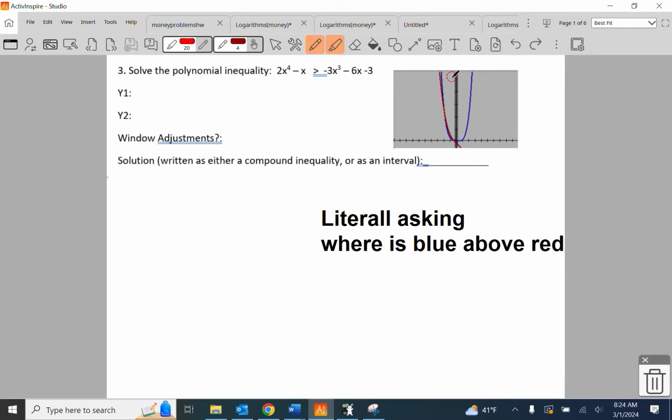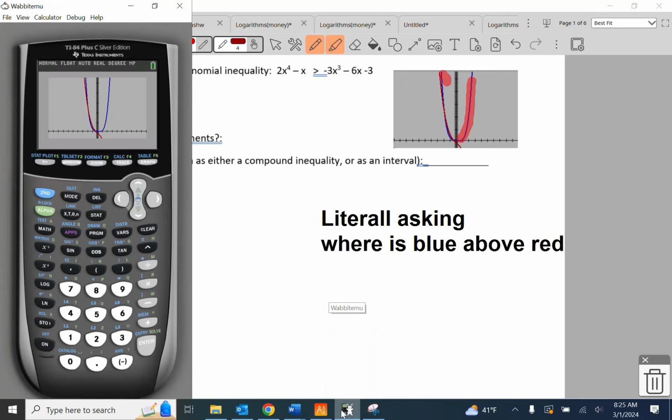And you can see that's starting to happen here and here. So I need those two intersections. All right, that's what I need. Where's the blue above the red? Second, trace 5. I'm going to go after that left one. Get close, press enter 3 times. There's one of them.